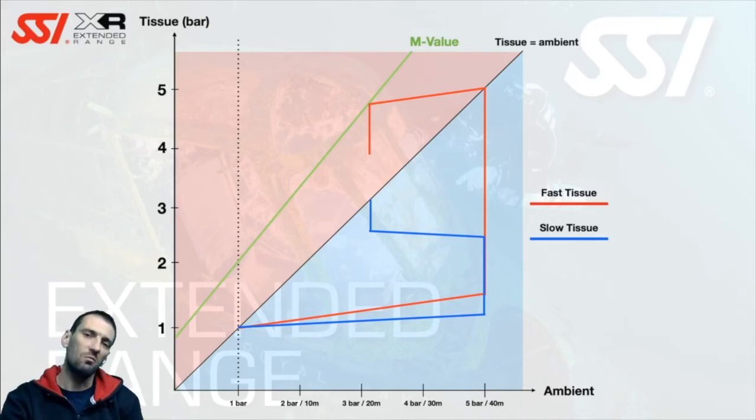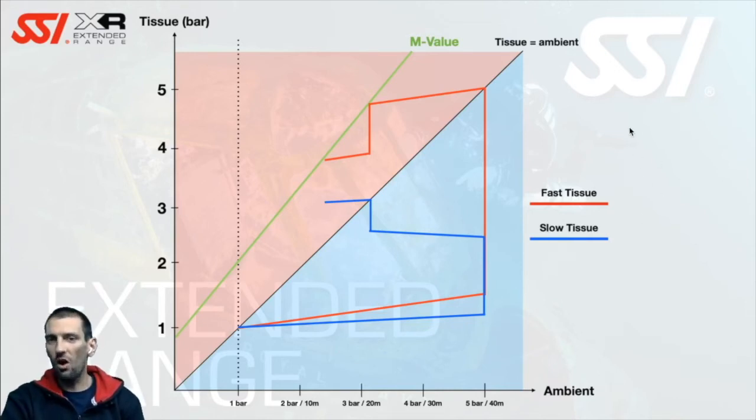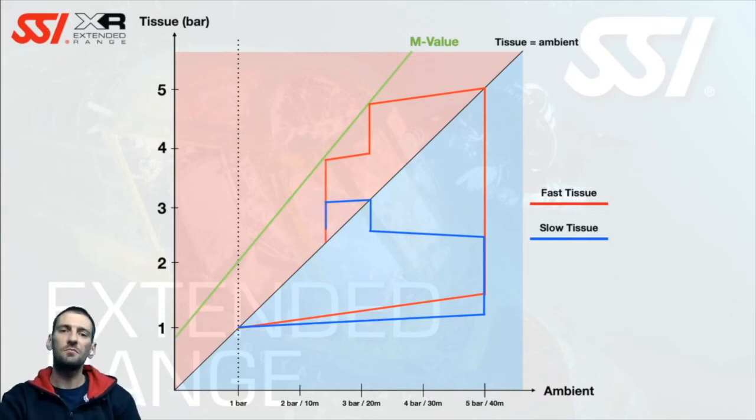And now, again, we are far away from the M-value line with both our tissues. So we can, again, go a little bit shallower. We can ascend. And at some point, we can ascend again until any of our tissue will hit the M-value line. And this time it is again the fast one, so we have to stop. On that stop, the slow tissue is already all in the off-gassing zone as well, so now it's not that bad. If we stop, that tissue will off-gas as well. Okay, so we wait, and then again we can go shallower because we are far away from the M-value line. So another few meters up we can go.